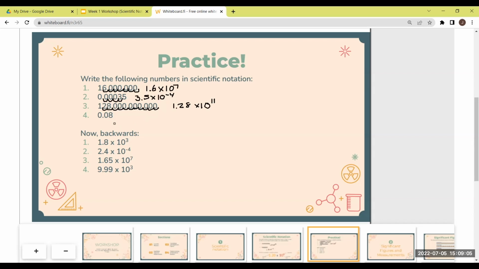And for number 4, we have 0.08. So this is going to be represented as 8.0. And I'm going to move it to the right, 1, 2. So this is going to be 8.0 times 10 to the negative 2.